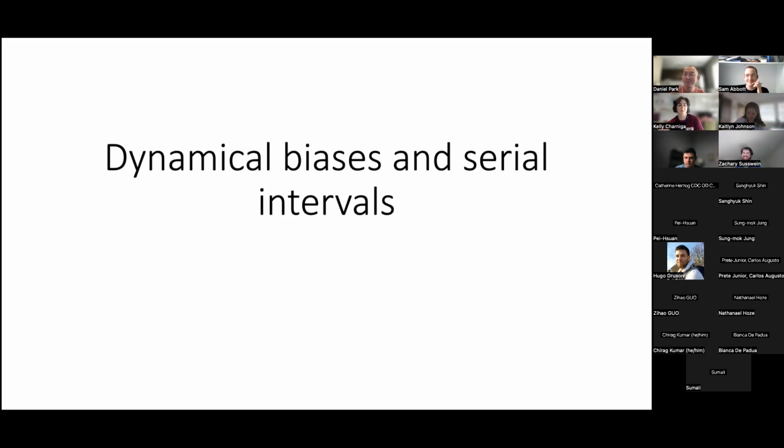So, dynamical biases and serial intervals. So far I've talked about theoretical aspects of generation interval distributions, and now I'll talk about more practical things, but still theoretical, because we need some theory to explain this. The problem with generation intervals is that we can't see them. We usually can't see when infections are happening. So people often focus on serial intervals, which is the time between symptom onset. To explain the difference between generation interval and serial interval distributions, we need some theory again.